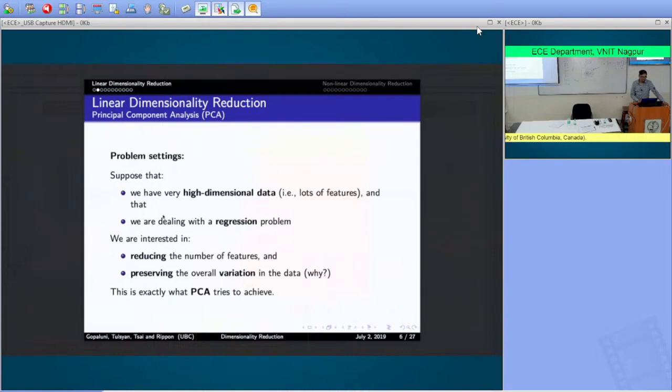Let's suppose that you have very high dimensional data and that we are dealing with a regression problem. You're interested in reducing the number of features while preserving the overall variation in the data. And that's exactly what PCA tries to achieve. Let me draw a picture that explains the idea behind PCA.